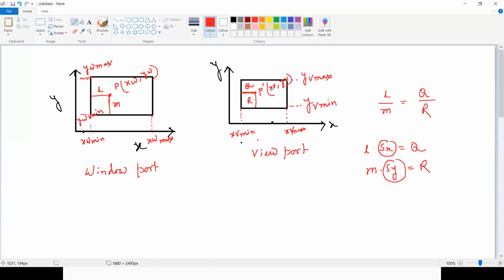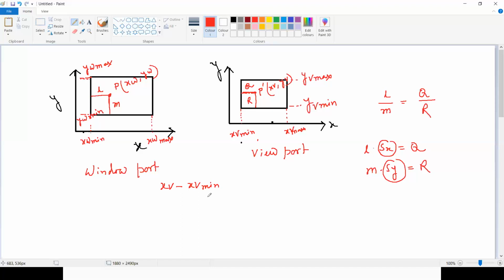So if I find out the same ratio, okay, what is the distance between this? What is the value of q? The value of q is nothing but xv minus xv min. So this is the value of q. You can say this distance is xv, this is xv min. Then the value of q is xv minus xv min. And we have to maintain the same ratio. So what is the value of L?